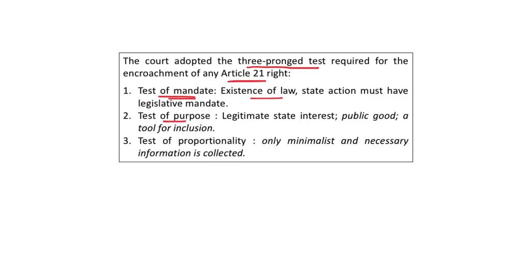Then there's a test of purpose. Thus, there must be a legitimate state interest for public good, or maybe the law or the regulation is being used as a tool of inclusion. And the third is the test of proportionality, meaning only minimalist and necessary information must be collected. And it was ruled by the Supreme Court that the Aadhaar bill passes this triple test.